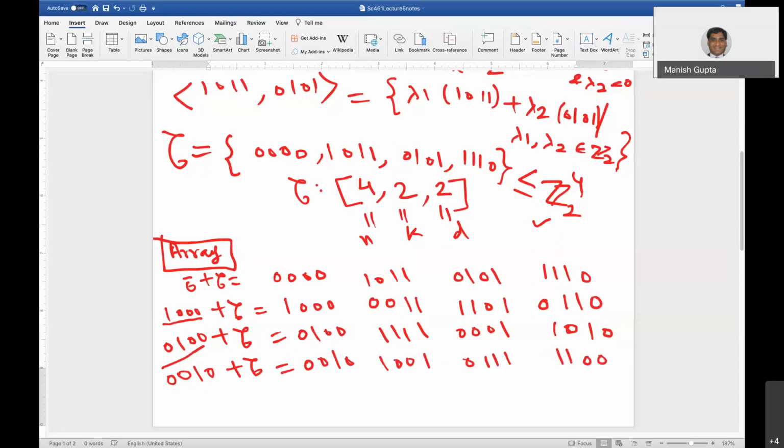Okay. So here we get 16 vectors. Now it turns out that this process of forming an array decomposes our whole space, Z2 raised to power 4, into 4 different sets. These sets are known as cosets, or you can call it a coset. And this whole process is known as coset decomposition.